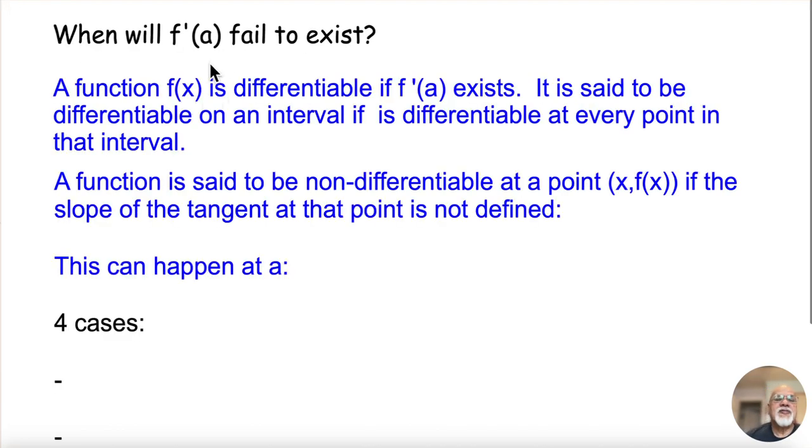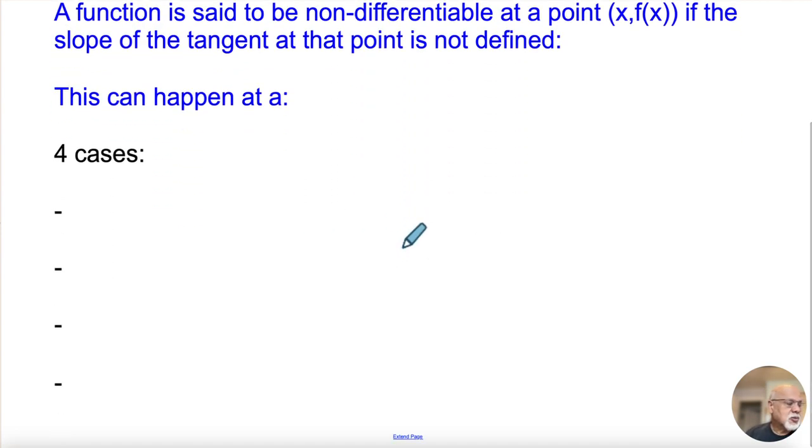When will f prime of a fail to exist? Well, a function f of x will be differentiable if f prime of a exists. It's said to be differentiable on an interval if it's differentiable at every point in that interval. Now we're going to see some functions in a moment that may be differentiable in some places but not others. And so a function is said to be non-differentiable at some point if the slope of the tangent at that point is not defined. When can that happen?